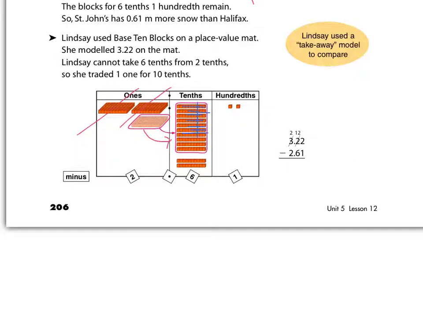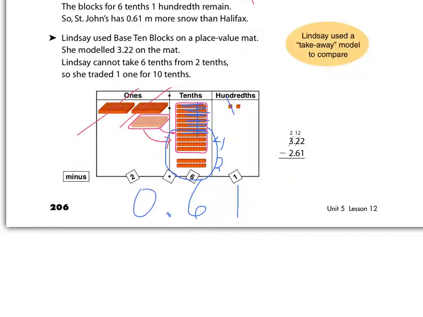Did I count that right? Oh, 1, 2, 3, 4, 5, 6. I've got 1 too many taken away there, sorry. So there's 4 here and 2 here, which makes a total of 6 there. We've got rid of 1 there because we had to take 1 from there, and so we're left with 0.61.